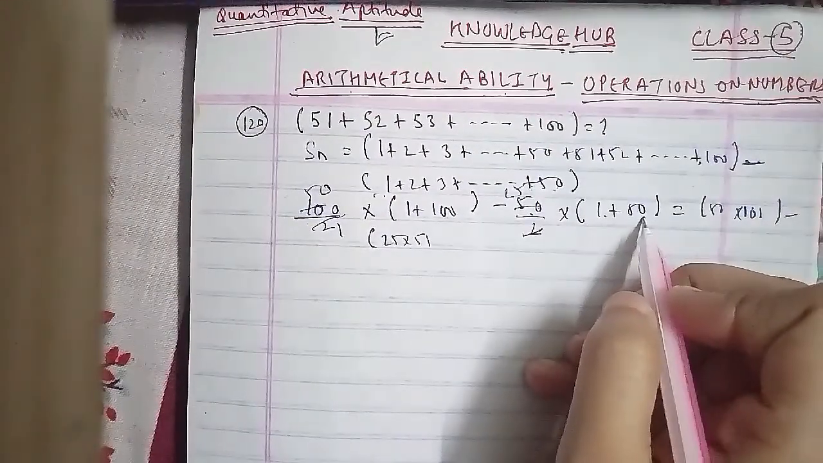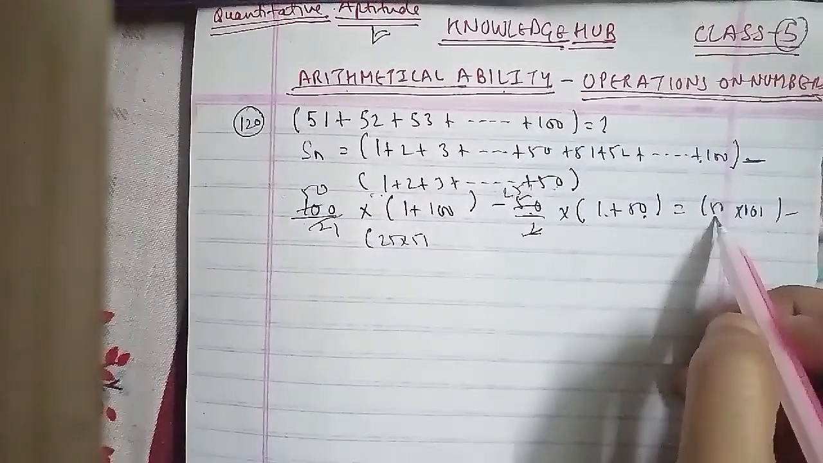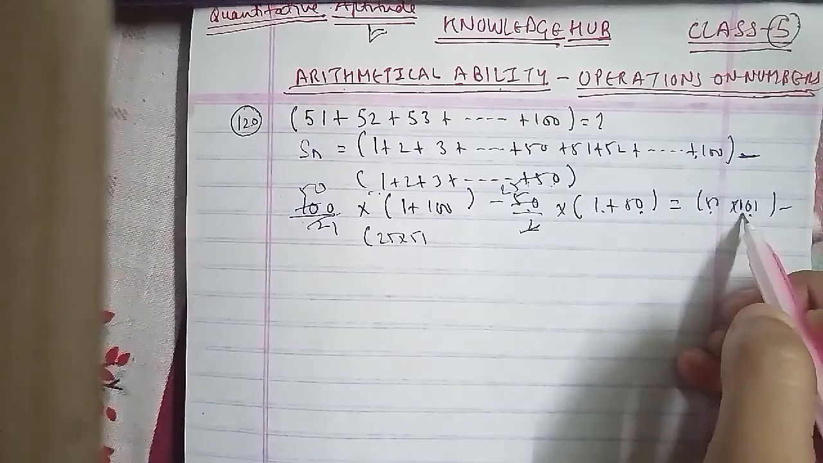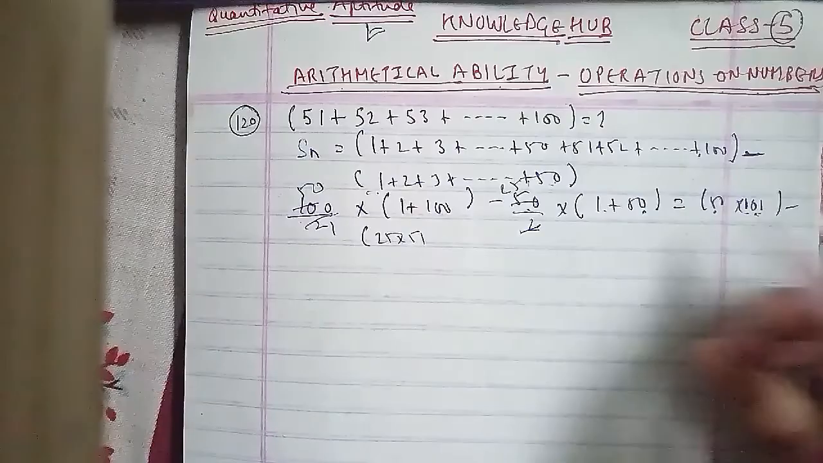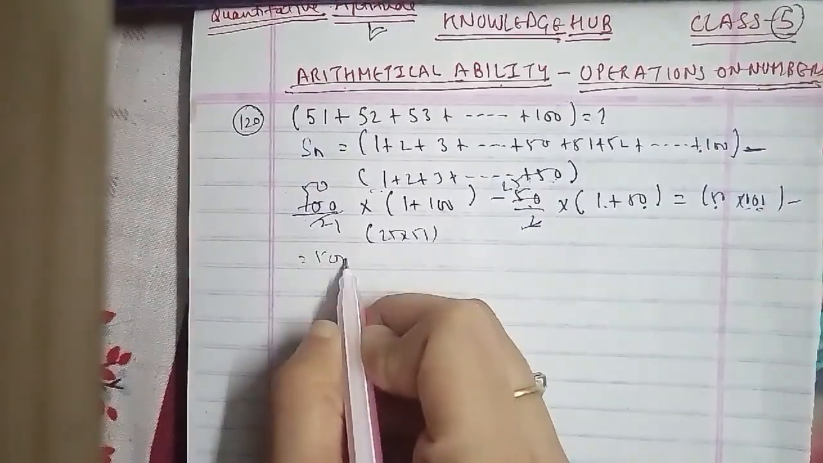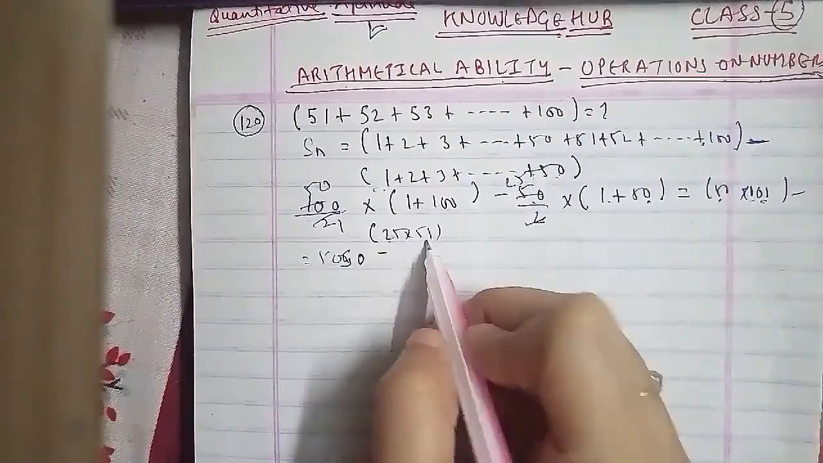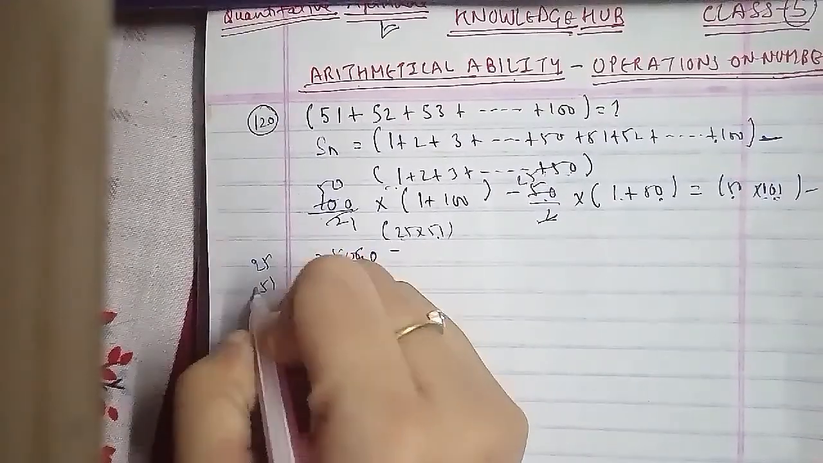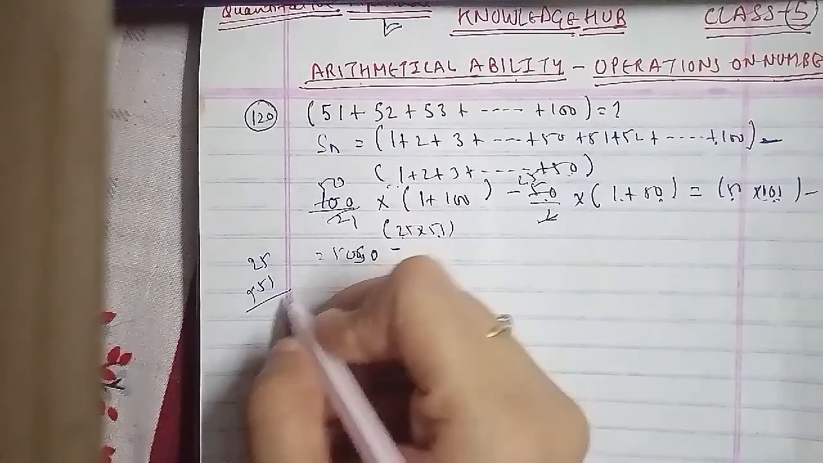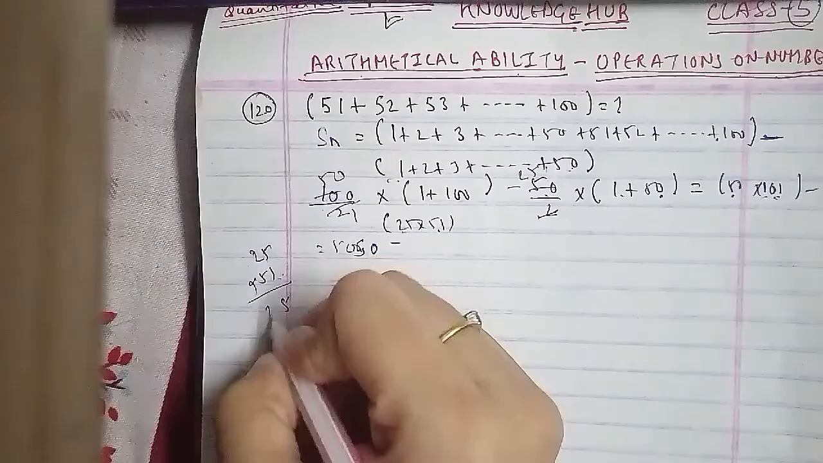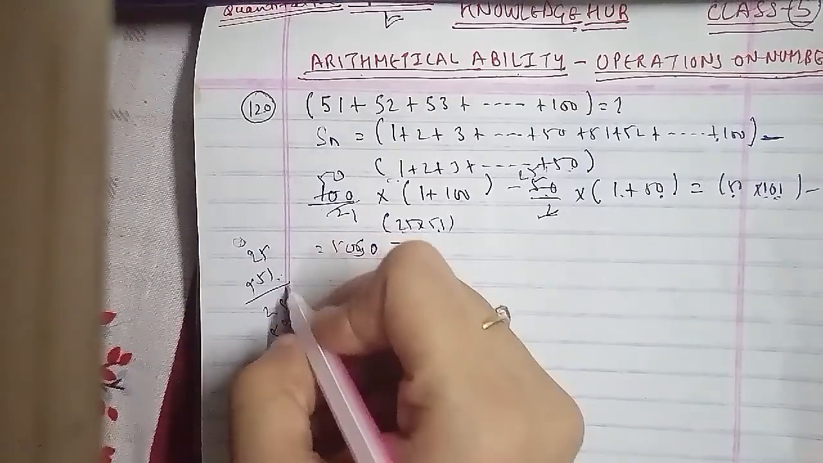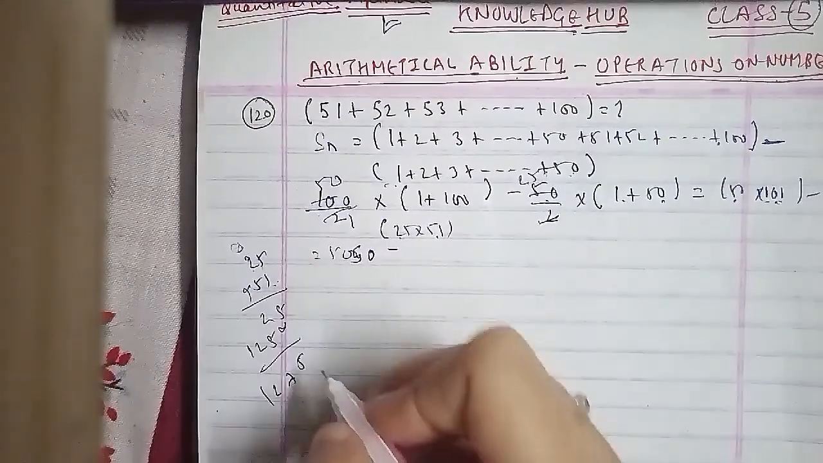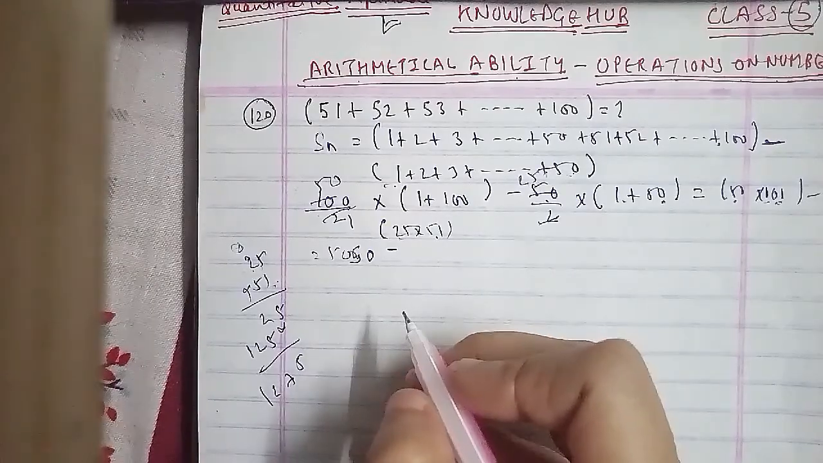When we multiply 50 into 101, first of all 50 times 100 is 5000, and 50 times 1 is 50. So 5050 would be the answer here, minus 25 into 51. For those who do not belong to a maths background, I will solve it for them. 1 5 is 5, 1 2 is 2, 2 5 is 10, carry 1, and 2 2s are 4 plus 1 is 5, so we get 1275. That will be the right answer for this. So we subtract 1275 from 5050, and what we get is 3775.